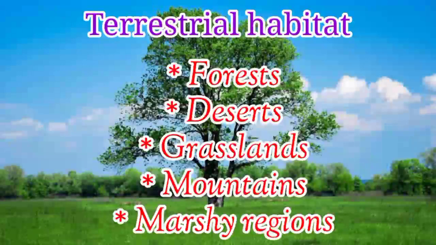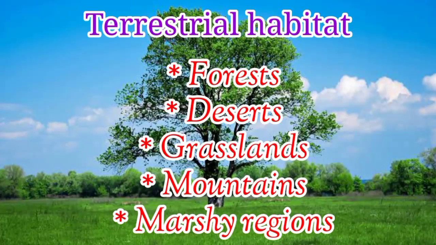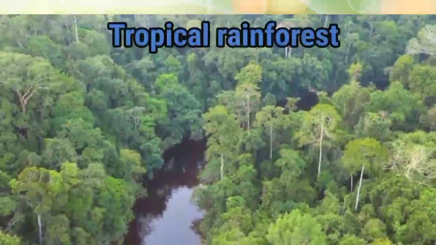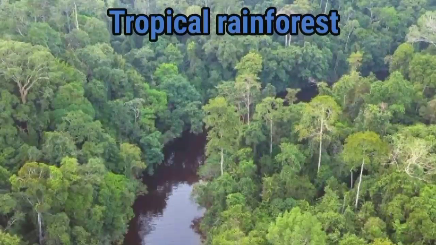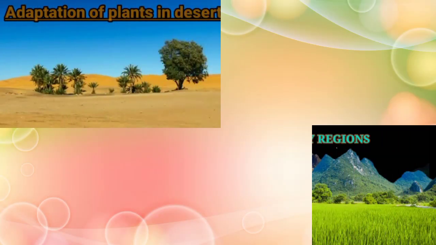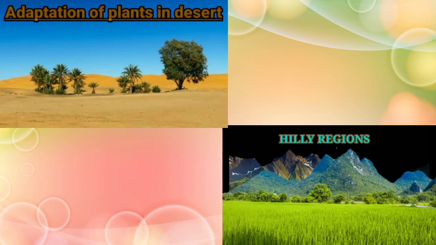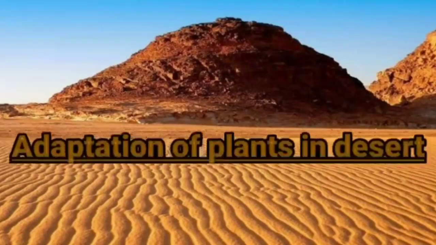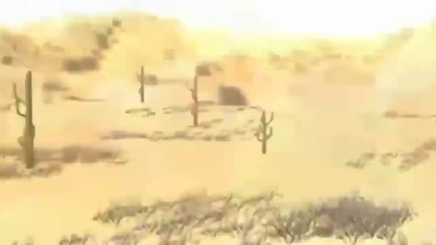What are the different types of terrestrial habitats? The different types of terrestrial habitats are forest, deserts, grasslands, mountains, and marshy regions. Children, already we have discussed about the forest, isn't it? Yes. Now in this class we are going to discuss about deserts and hilly regions. Okay. First, let's discuss about the adaptation of plants in deserts.